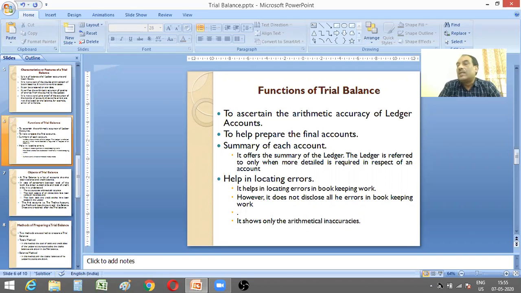It helps in locating errors. We have already discussed that it helps to locate errors in bookkeeping work. However, it does not disclose all the errors in bookkeeping. If there is some error due to recording principles, then it may not be reflected.